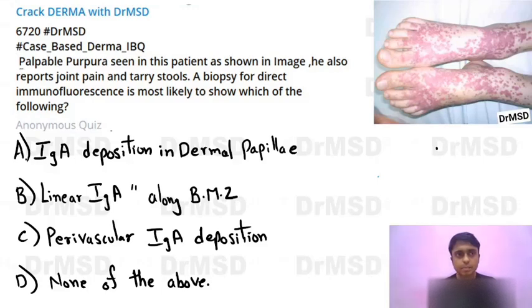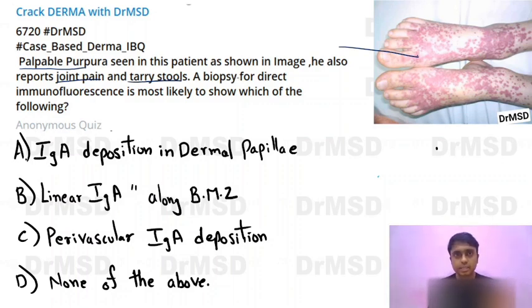In the question, it is given palpable purpura seen in this patient. Here you are able to see bilaterally over both the ankles and also the lower one third of the leg is having palpable purpura. If you examine, you can find that they are palpable purpura, and the patient also complains of joint pain and tarry stools. That is, there are some GI symptoms.